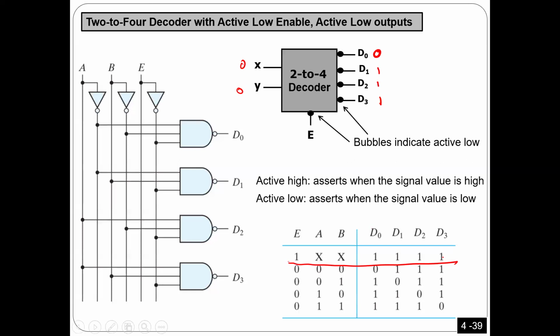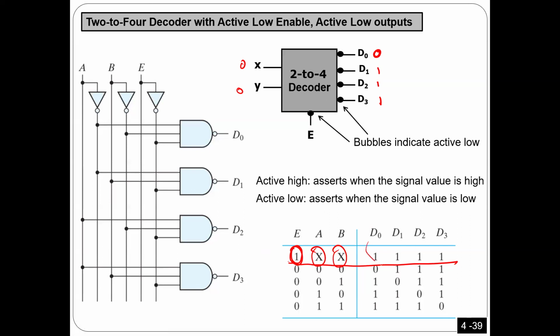Look at this part here. If E is equal to 1, this is the meaning of it. If E is equal to 1, that means the decoder is disabled. Regardless of what you have here in X and A and B, X here means it doesn't matter, whatever is there doesn't matter.